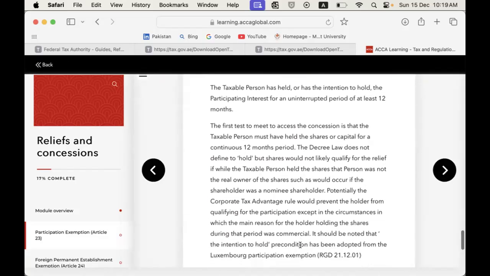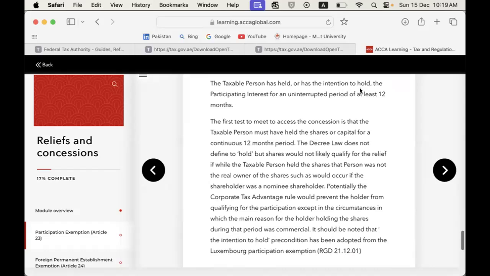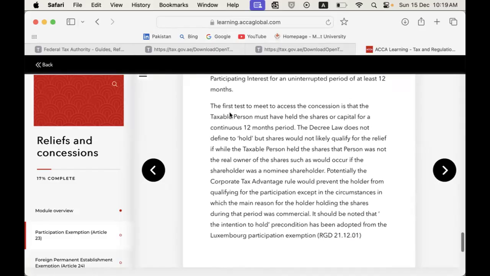The further provisions actually. The taxable person has held or has the intention to hold the participation interest for an uninterrupted period of at least 12 months. So when anybody talks about a foreign investment, we'll talk about the type of ownership interest later, but first of all, is it a 12-month holding period or not? If it is an interrupted period, then the participation exemption goes out of the question. The first test to access the concession is that the taxable person must have held the shares or capital for a continuous 12-month period. That's the first condition.